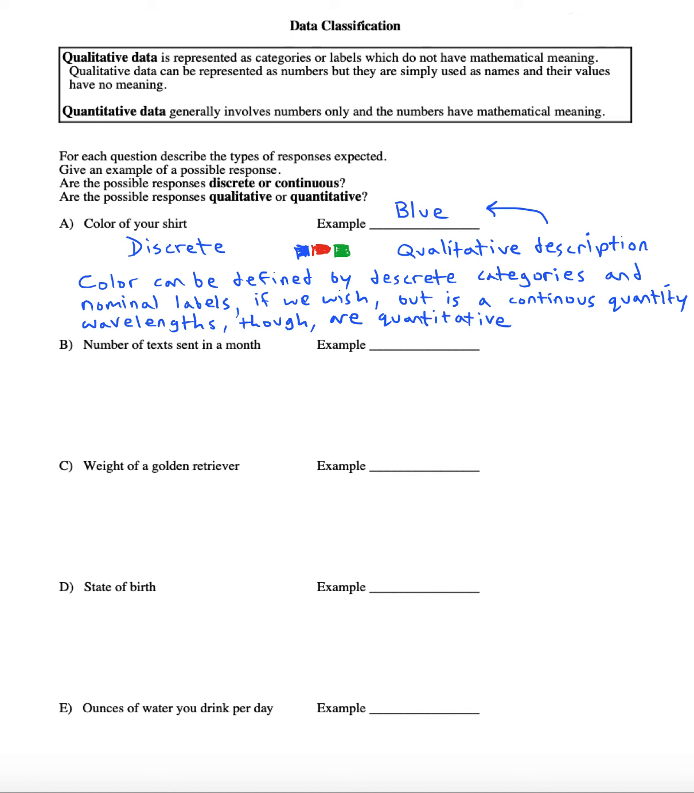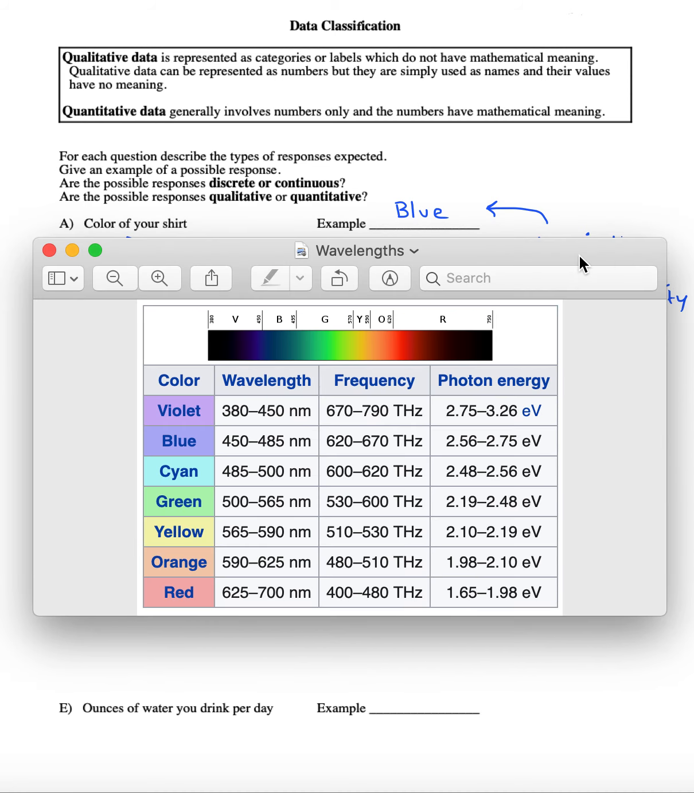Let's look up the wavelength for blue light. According to this chart, blue has a wavelength of between 450 and 485 nanometers. That would be a quantitative description of the color. So I hope this example makes it clear that the way we choose to describe quantities can vary, and that's something we have to keep in mind.